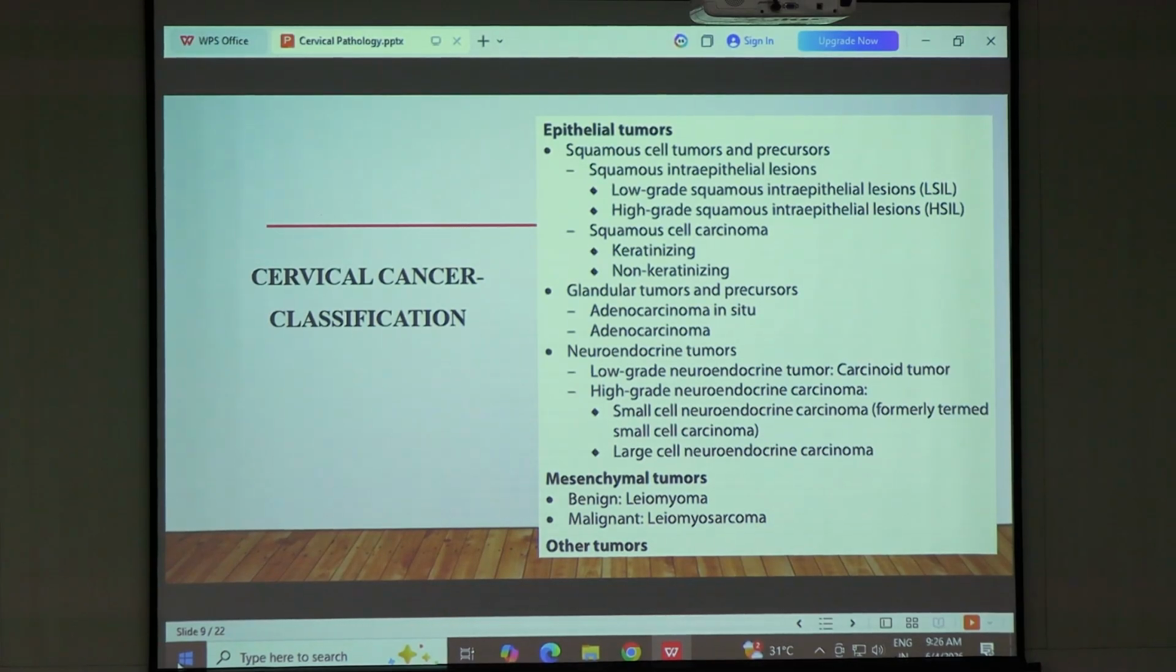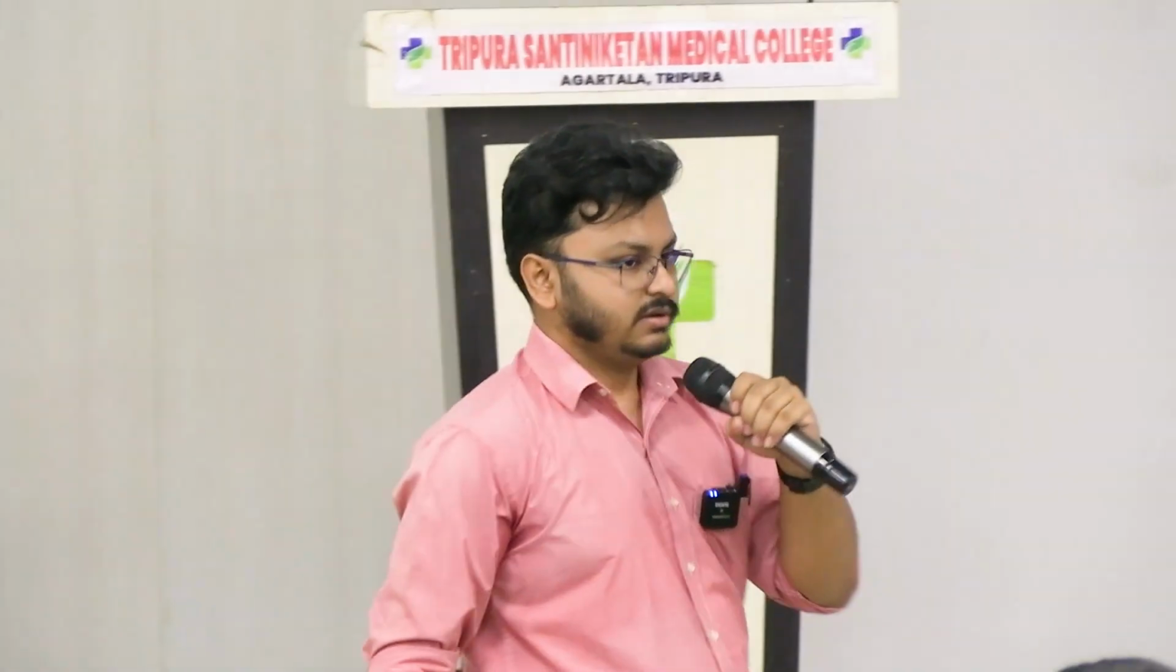Beneath this epithelium there is smooth muscle also, isn't it? The uterine smooth muscle is continuous with the cervix. So the benign smooth muscle tumor is known as leiomyoma, and the malignant smooth muscle tumor is known as leiomyosarcoma. But our interest is mainly squamous cell carcinoma and adenocarcinoma, very highlightably squamous cell carcinoma.